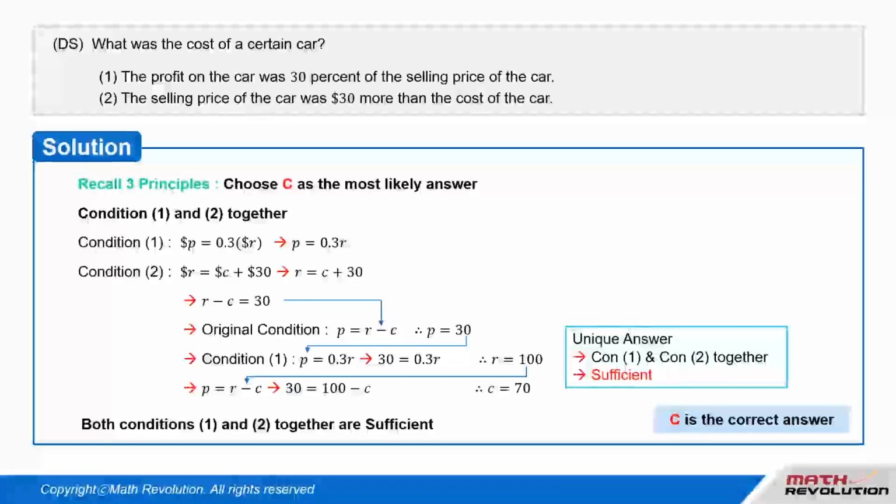The amount is unique, so the conditions combined are sufficient. Both conditions 1 and 2 together are sufficient. The process is straightforward once you understand it, and makes the test questions much easier to complete. So C is the correct answer. Answer C.